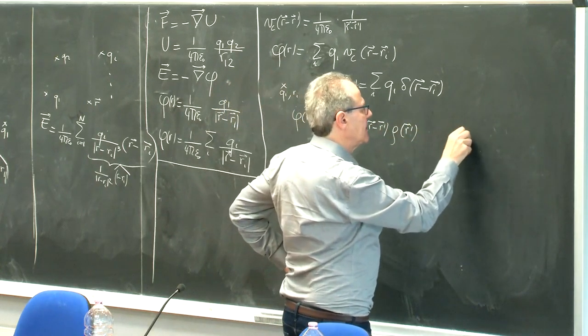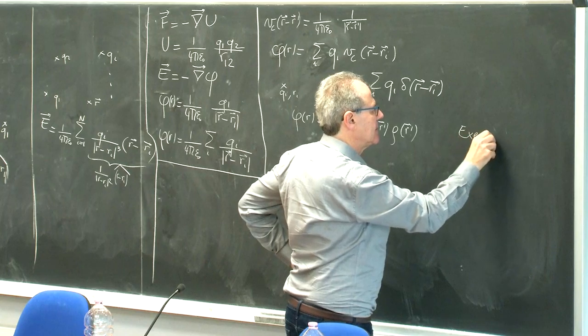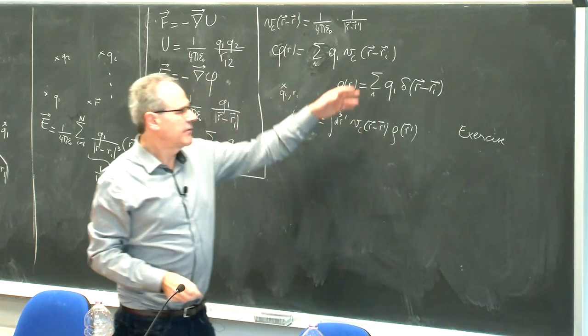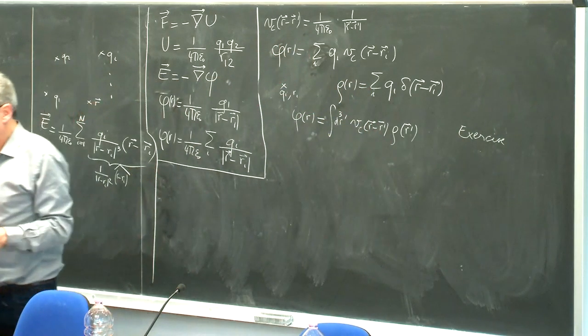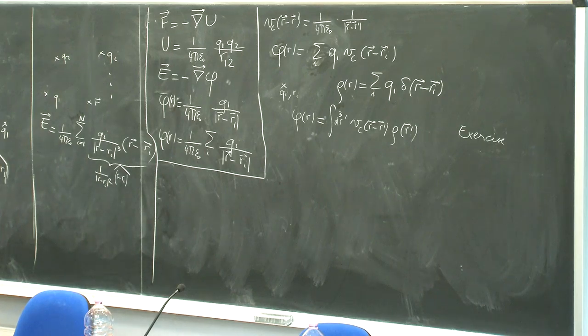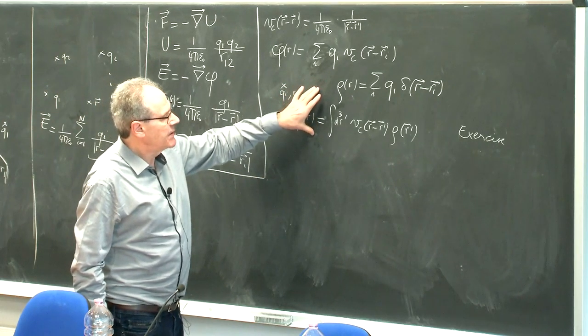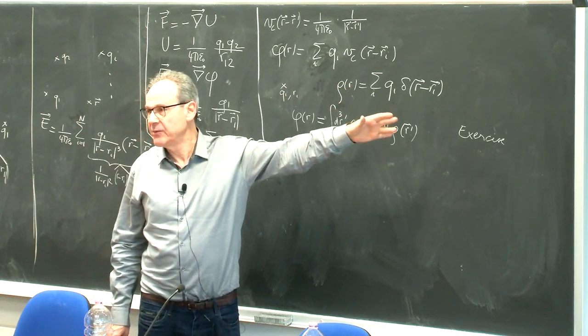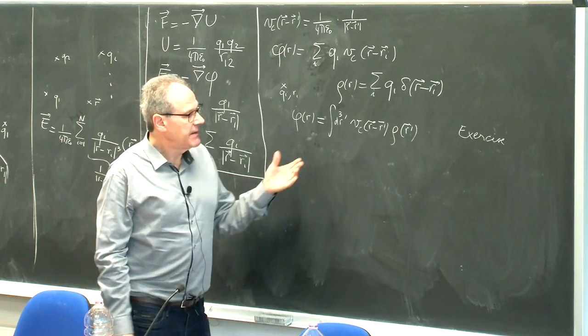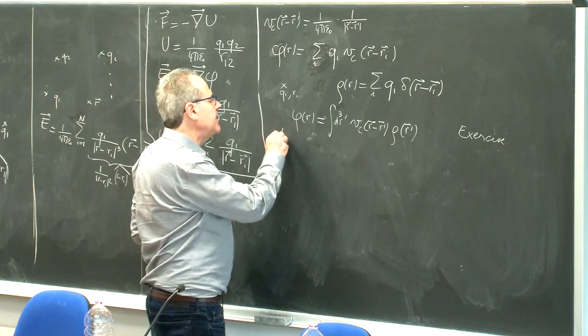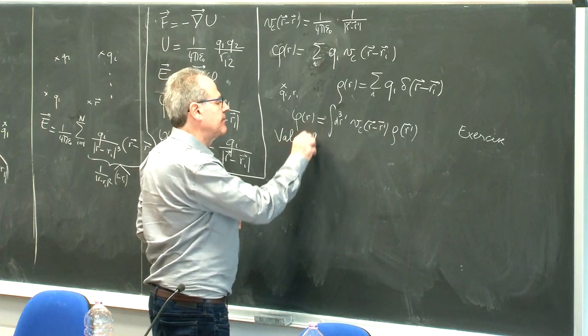So this can be an exercise if you want. You just have to replace, do the integral and check. It's completely simple. And as a result, this identity, which is obtained for a set of discrete charges, is also valid for any distribution of charges.